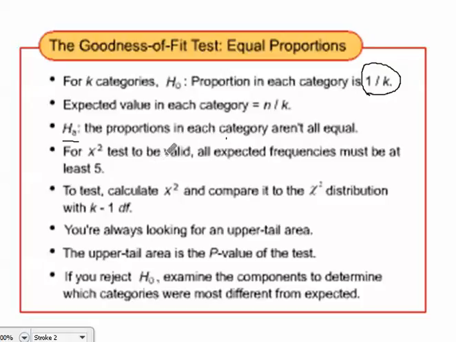So for the chi-square test to be valid, all the expected frequencies must be at least 5. That's an important number to remember. It'll be easy for us to calculate it, so we'll get to that in just a minute.